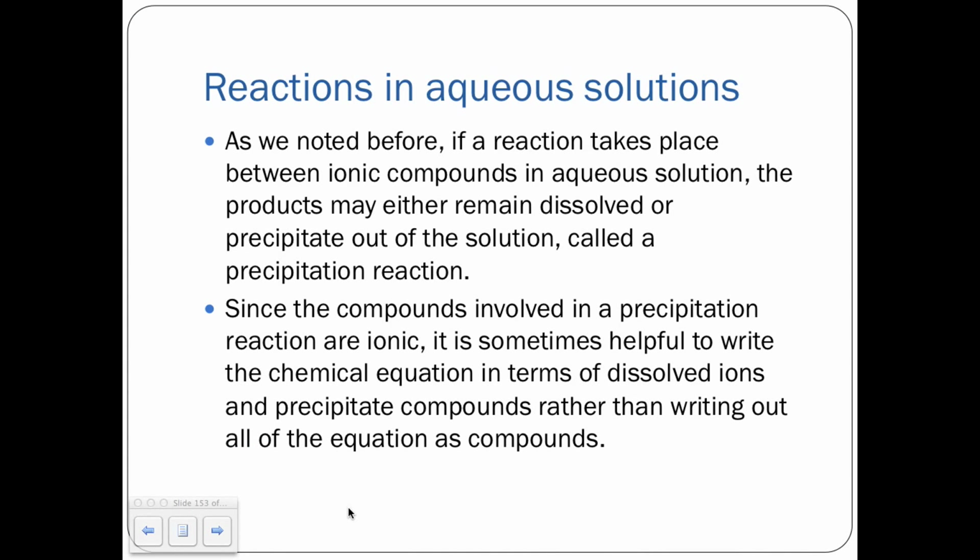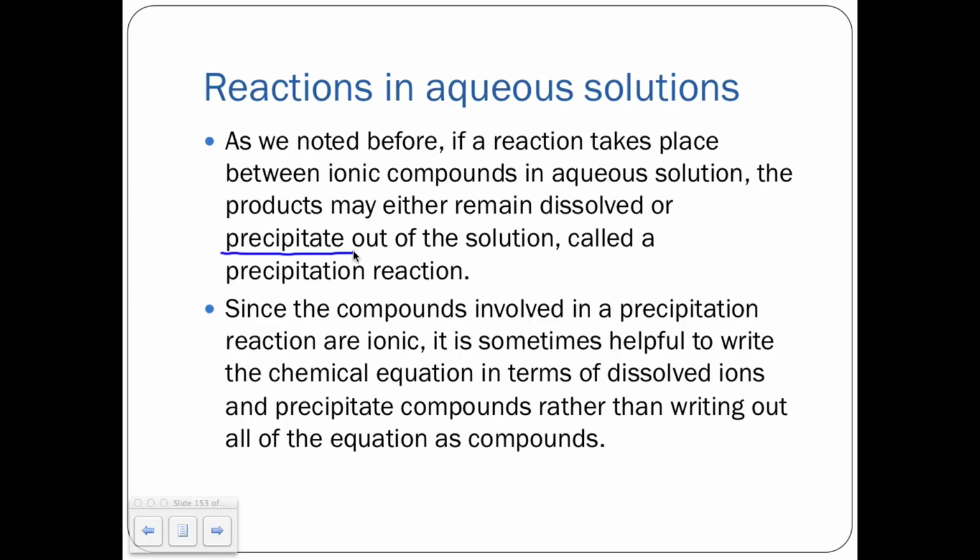So looking at these reactions in aqueous solution in a little more detail: if we have a reaction that takes place between ionic compounds in aqueous solution, the products could remain dissolved, as we have discussed. This typically happens with ionic substances in water, because water's polar and dissolves ionic things. Or the other thing that could happen is that it could form a compound that's insoluble and precipitate out of the solution. And so we said this is the precipitation reaction.